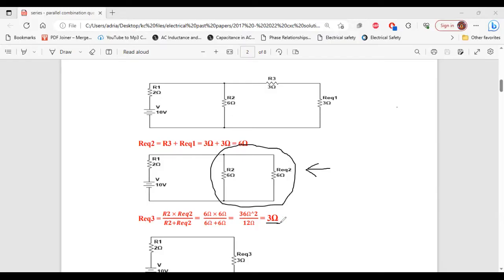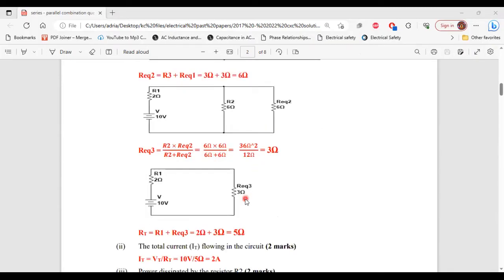And that will give us an equivalent resistor value of 3 ohm. All right, so again, we're going to redraw this circuit and replace R2 and Req2 with their equivalent resistor value of 3 ohm. So here we have replaced R2 and Req2 with their equivalent resistor value of 3 ohm, Req3.